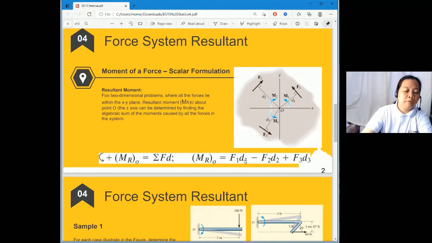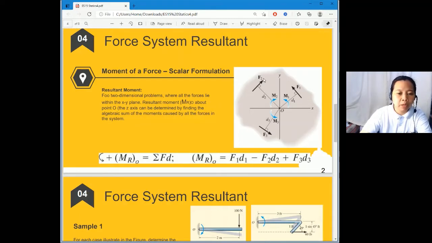So, using this system of forces, we have F1. Since F1 is producing a moment, the direction of the force is counterclockwise, then it is positive. And the moment arm, D1, is perpendicular, 90 degrees, to the point of analysis, point O. Then, F2 is clockwise. So, that is why it is negative.